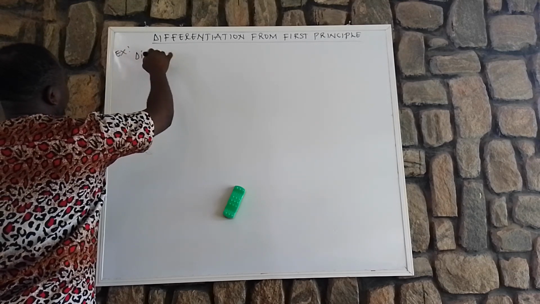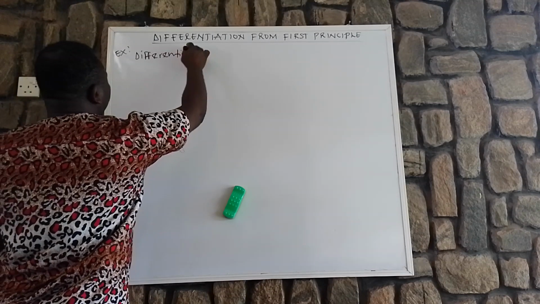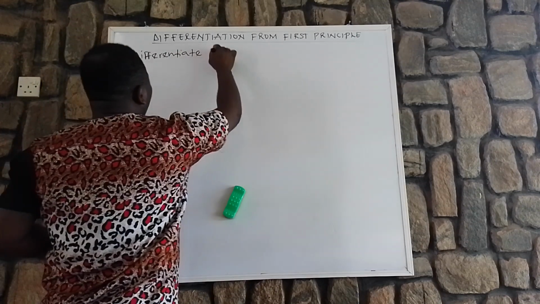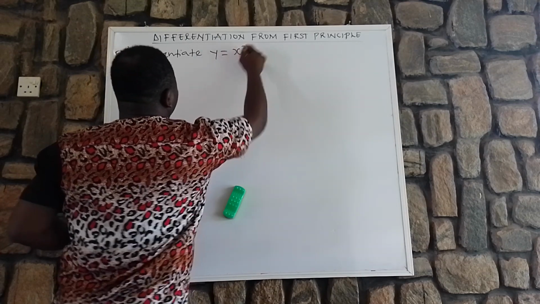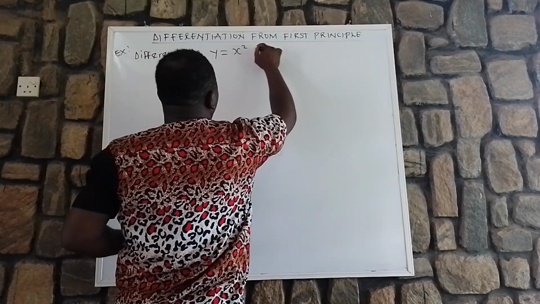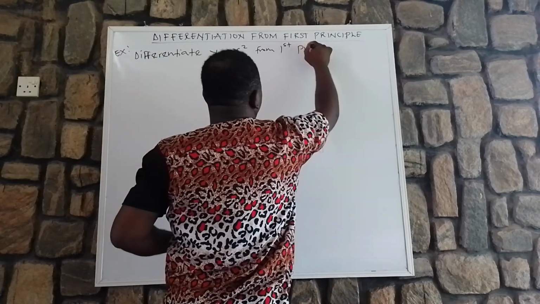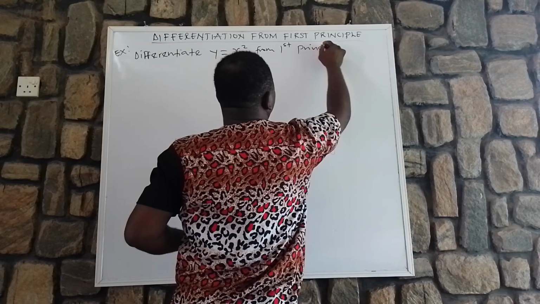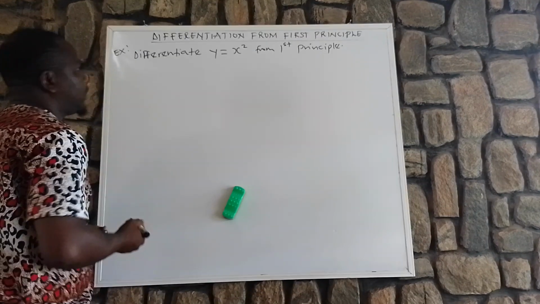Example. Differentiate y equals x squared from first principle is simple as ABC. Okay. Let's write the solution.